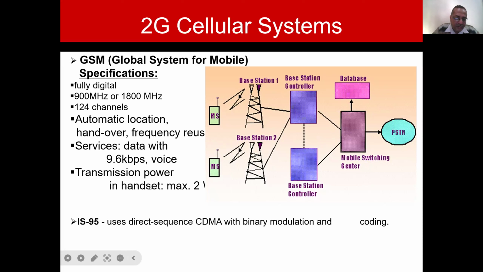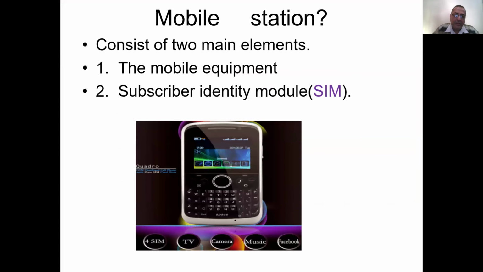Now it has transmission power control in headsets. And what are the features, what technology do we use? The standard we use is called IS-95. It also uses direct sequence CDMA with binary modulation and demodulation.